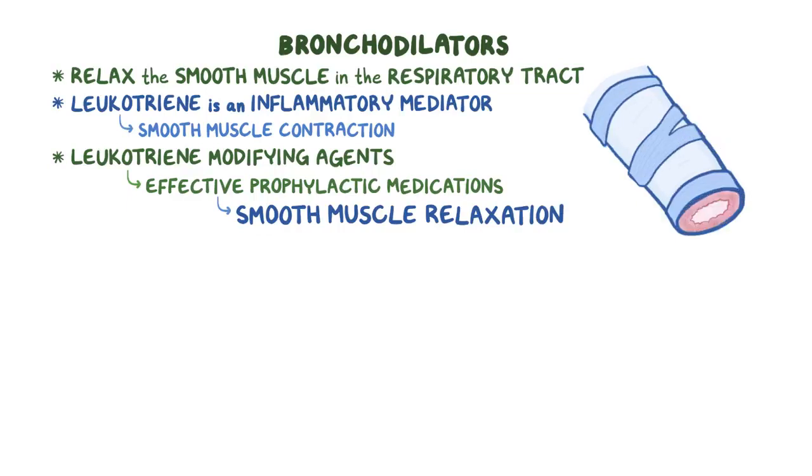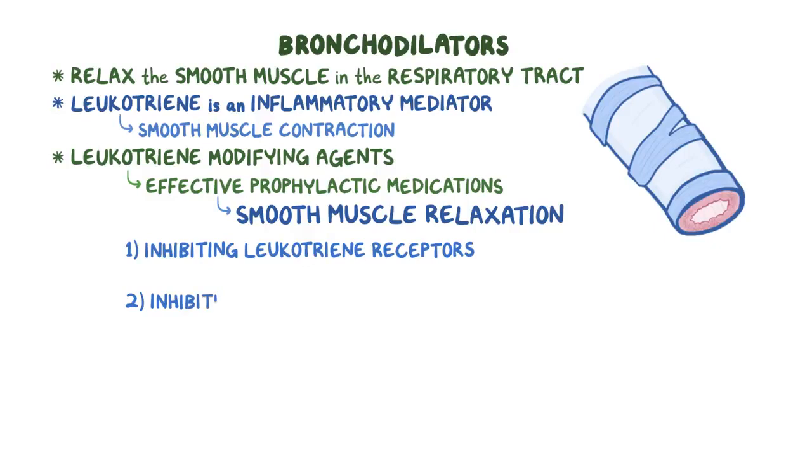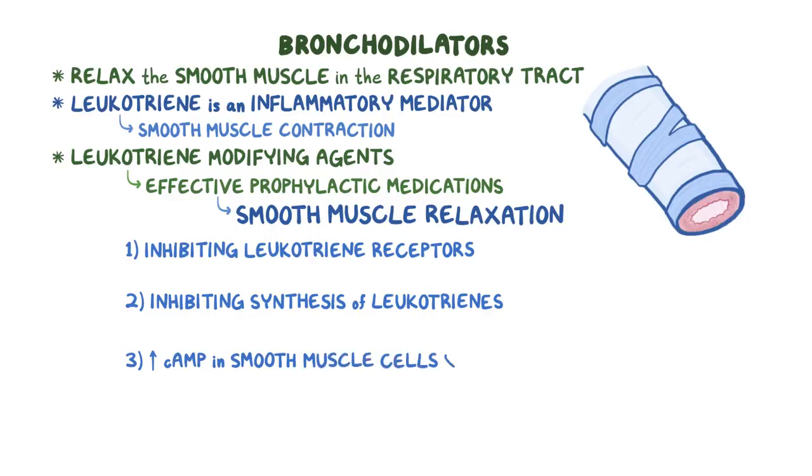So, smooth muscle relaxation can be achieved in three ways. First is by inhibiting the leukotriene receptors present on smooth muscles. Secondly, by inhibiting the synthesis of leukotrienes. And lastly, by increasing the cAMP level in smooth muscle cells and by inhibiting the adenosine receptor on smooth muscles.